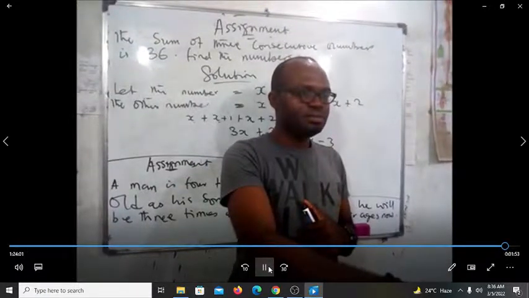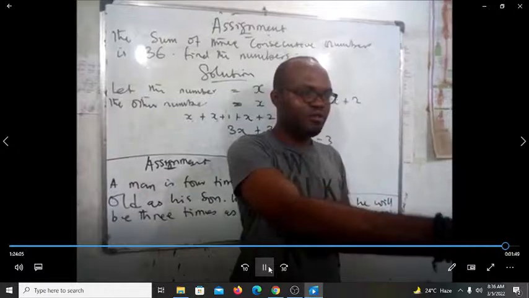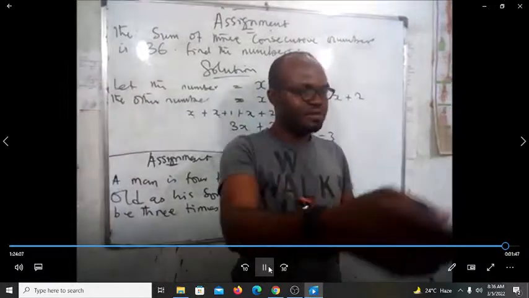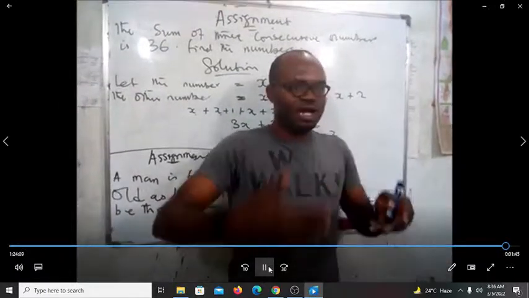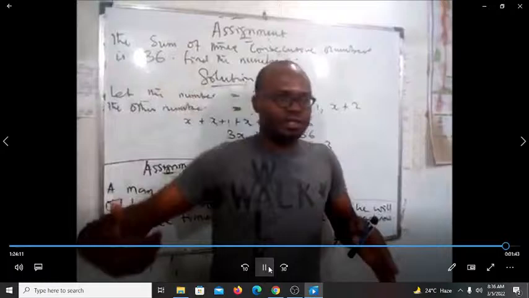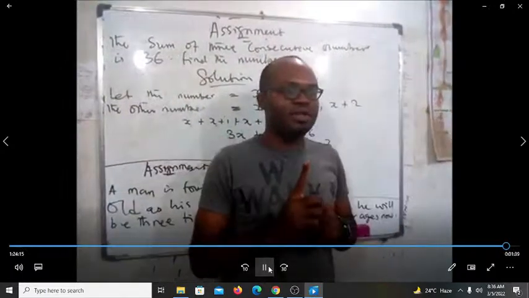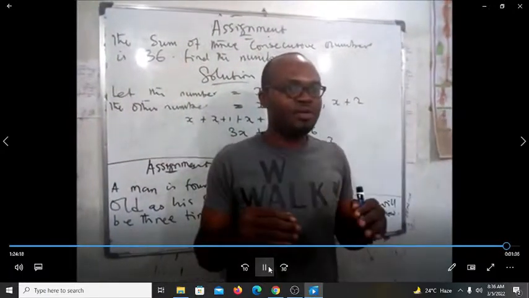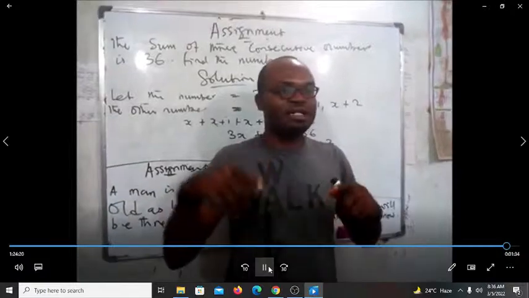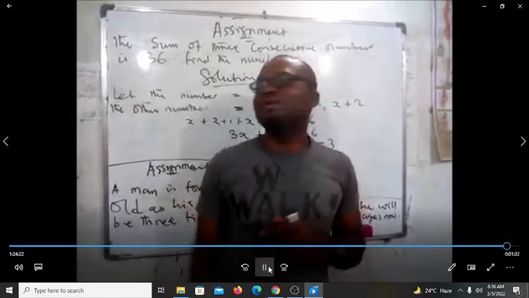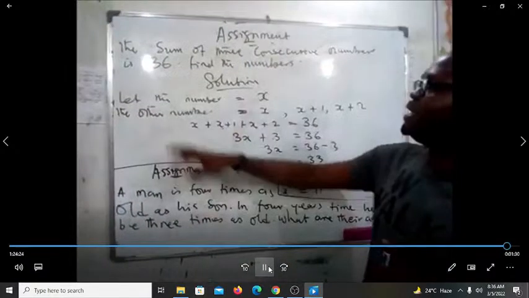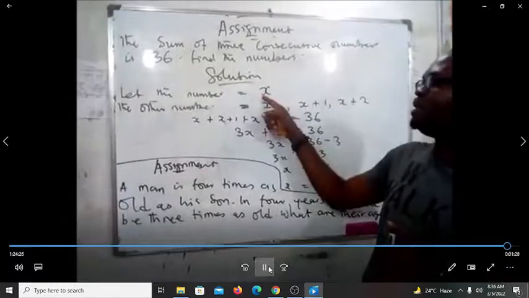1, 2, 3. They are consecutive, you know? After 1 you see 2. After 2 you see 3. But let's say you don't know the number. You represent the number with what? X. So the next number will be what? X plus 1. And the next one will be what? X plus 2. So to solve this problem, we say let a number be represented by X.